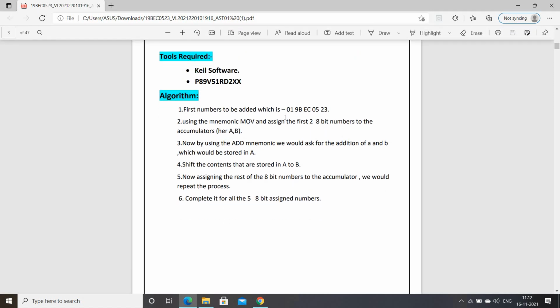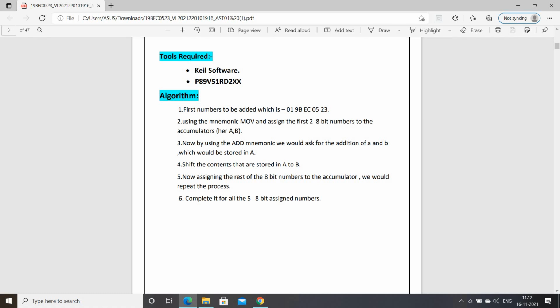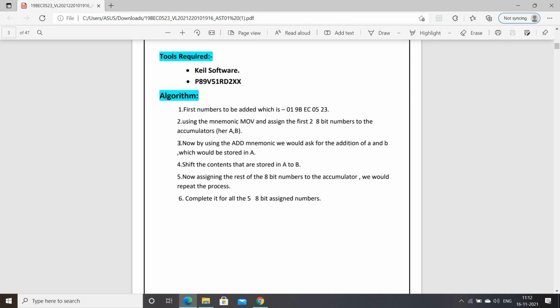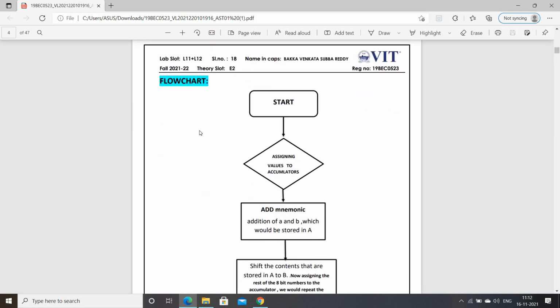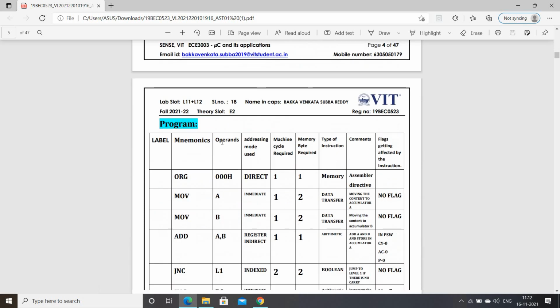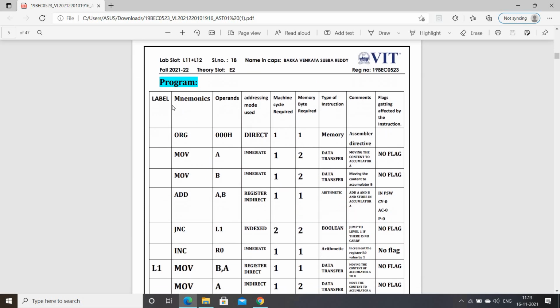First number to be added, which is 19BEC0523, and using the mnemonic MOV, assign the first 2-bit numbers to the accumulator. So we have to do this, and next this is the flow chart, and this is the program.